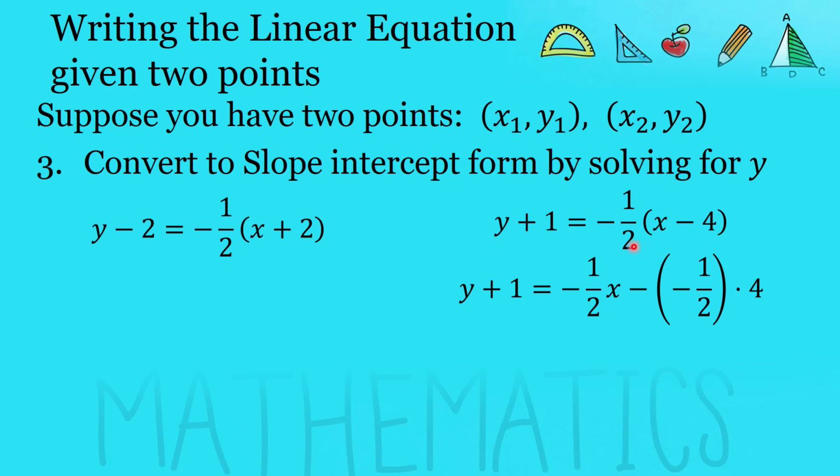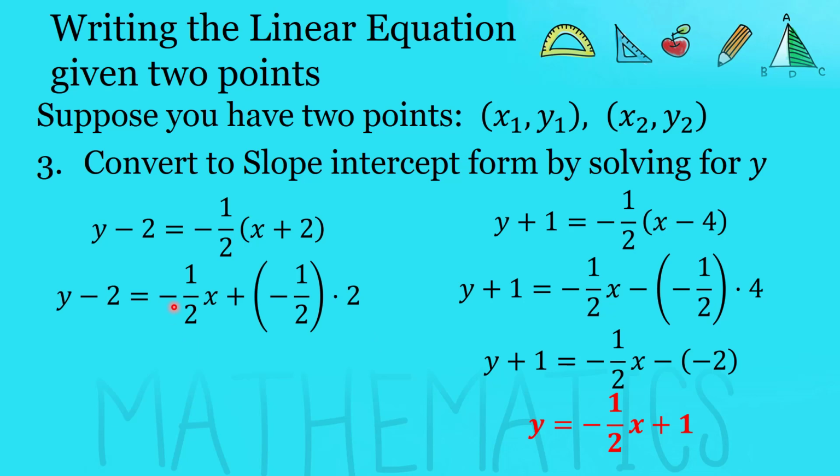If we use the distributive property to multiply this out, we're going to have y plus 1 is equal to negative 1/2 x minus negative 1/2 times 4. That's going to be equal to y plus 1 is equal to negative 1/2 x minus a negative 2. And that simplifies to y is equal to negative 1/2 x plus 1.